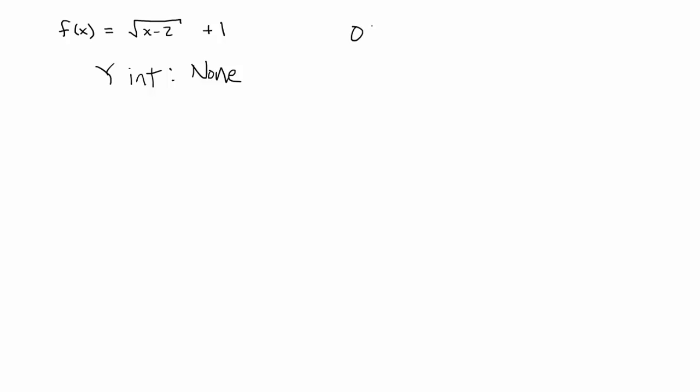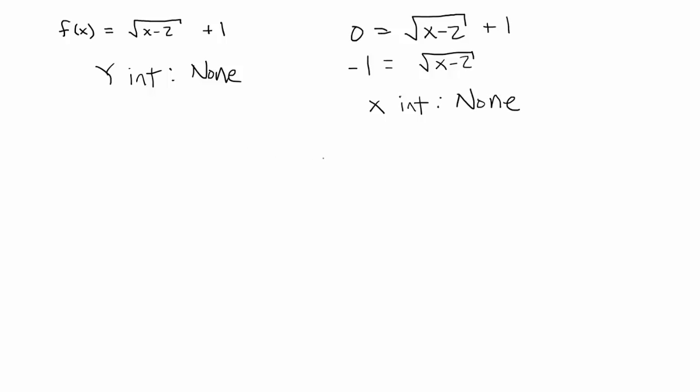And now if we set this function equal to 0, we have 0 is equal to the square root of x minus 2 plus 1. If we subtract 1 from both sides, we have negative 1 is equal to the square root of x minus 2. And we know when we input something into a radical, it cannot come out a negative number. So there's no x-intercept either. That's why I wanted to put this example on here. You don't always have an x and a y-intercept, and in this case we didn't have an x or a y-intercept.